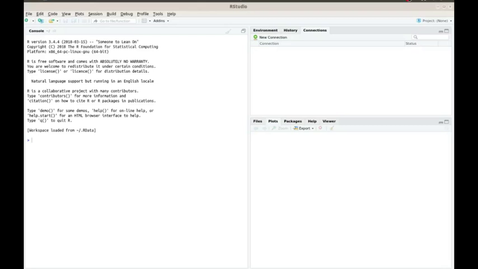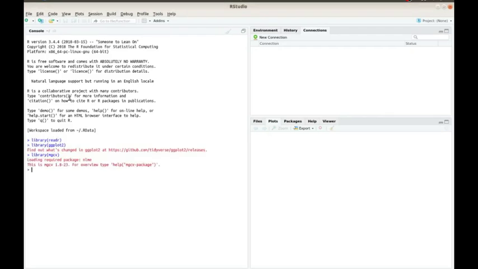Okay, let's get started. As before, we're in RStudio, R version 3.4.4, "Someone to Lean On". As before, we need to load some libraries, and the libraries I'm going to load are the same as before in randomness part 1.